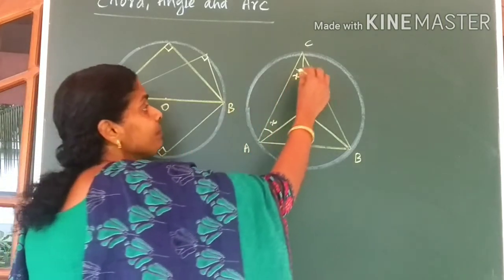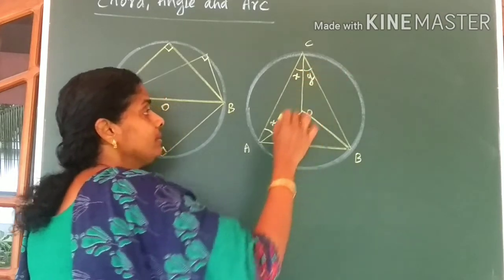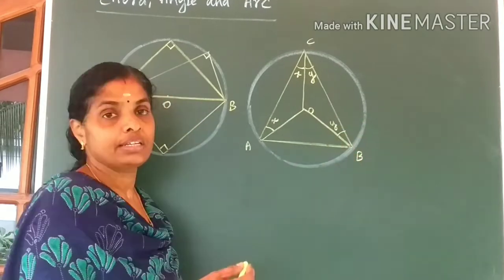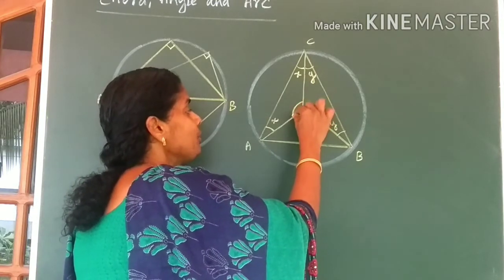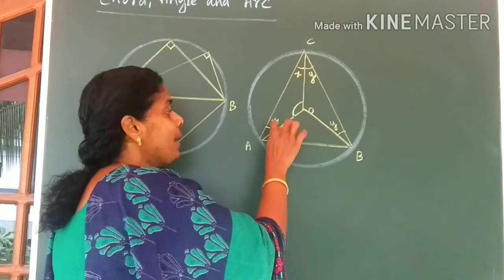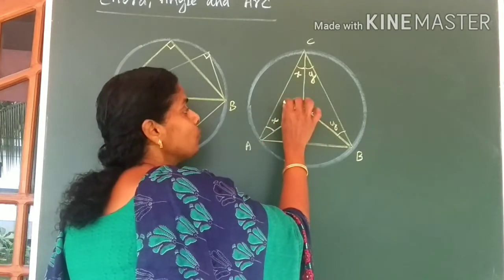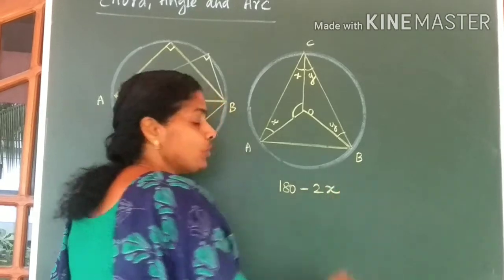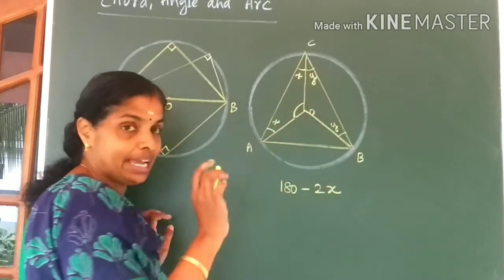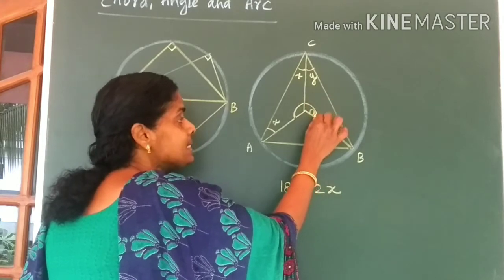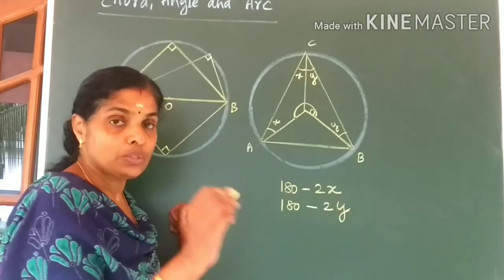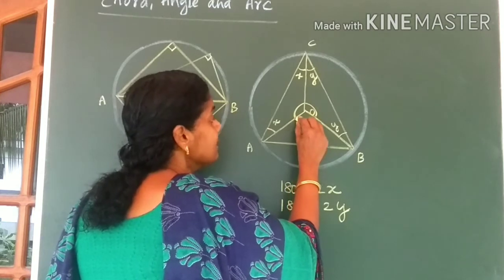Now let us take this angle to be equal to Y. Then what will you get? This angle will also be equal to Y. We know the sum of all angles in a triangle is 180 degrees. Since these two angles are X and X, the third angle would be equal to 180 minus 2x, isn't it? Similarly, in this triangle, the base angles are y and y. Therefore, we will get this angle to be equal to 180 minus 2y. Do you understand?